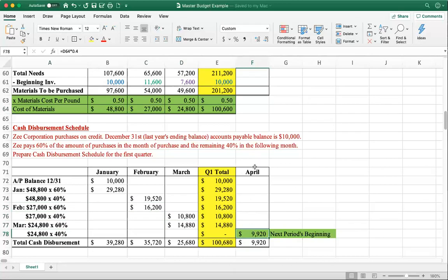So we separated it out. The April column shows the next period's beginning inventory, just like we have 10,000 in January, which was the last year's ending inventory, became the beginning inventory. So this 9,920 would be the first thing that's due next quarter when we start in April. This will appear on top as $9,920 paid by Z Corporation.